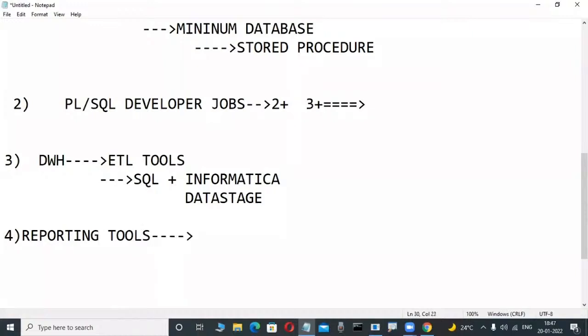Suppose in Oracle, there are BOS and OBI. Nowadays there are tools like Tableau and QlikView. So these types of tools are an easy way to get a job, and a minimum basic SQL knowledge is required. Those persons are also learning these courses.